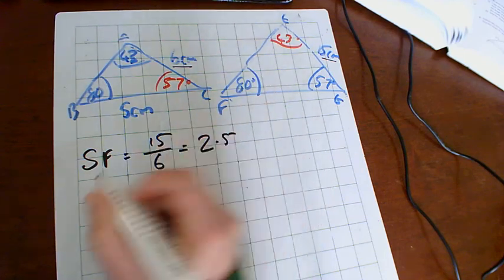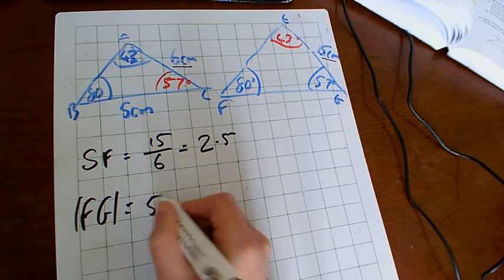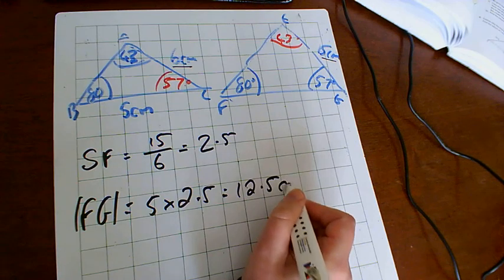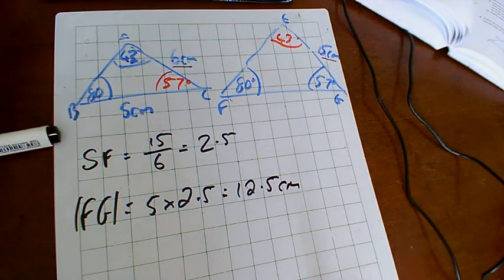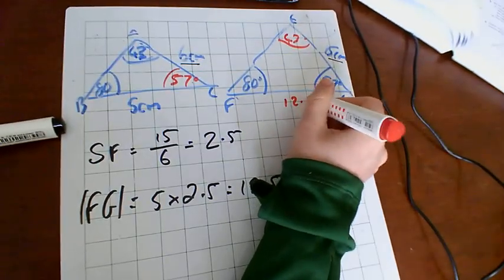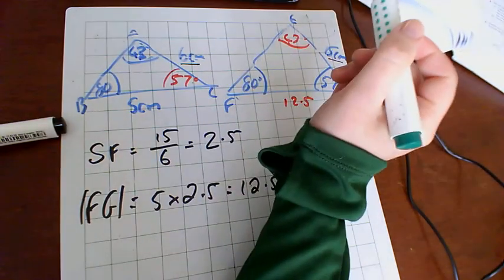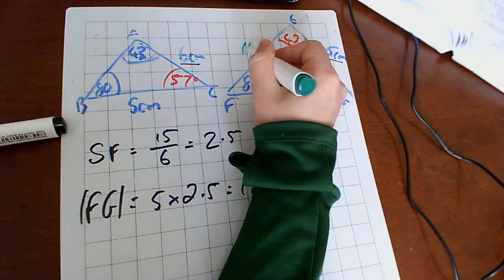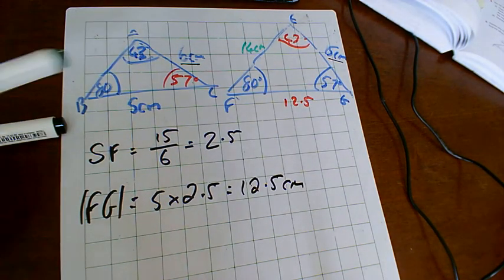So now FG is obviously corresponding to BC. So that's 5 centimeters multiplied by 2.5. That's 12.5 centimeters. Now, they haven't done this, but say, for example, so this is 12.5. Say they now gave us this line as, say it was 14 centimeters, and they asked us to find AB.